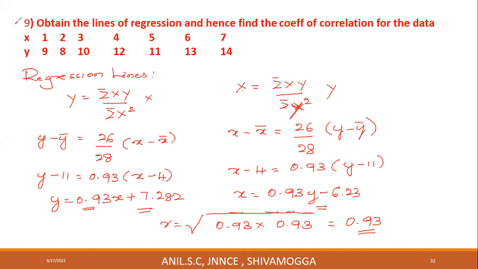And this is an important problem that appeared in the examination. Question paper problem. To make a note of this, the first regression line is y is equal to 0.93x plus 7.282. And the second regression line is x is equal to 0.93y minus 6.23. These are the two regression lines and R is 0.93. You make a note of this.